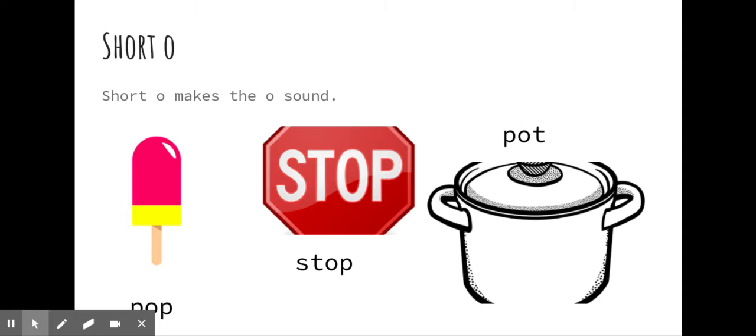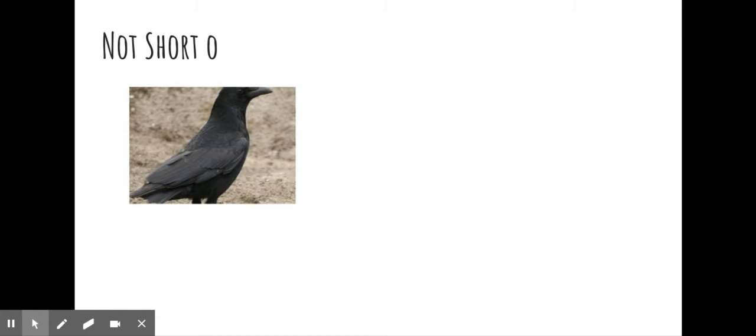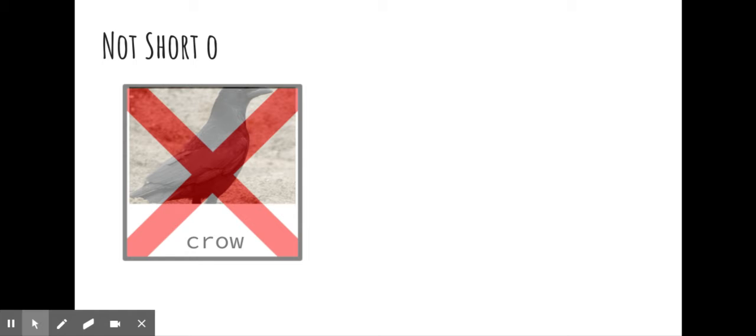Pot. Now that we look at some examples of words that have the ah sound, we're going to look at some examples of words that do not have the ah sound. So they might have an O, but that doesn't mean that it's going to be making the ah sound. The first word we're going to look at is crow. So it has an O, but whenever we sound out crow, the O is making the O sound, crow. It's not making the ah sound. So this is not an example of short O.